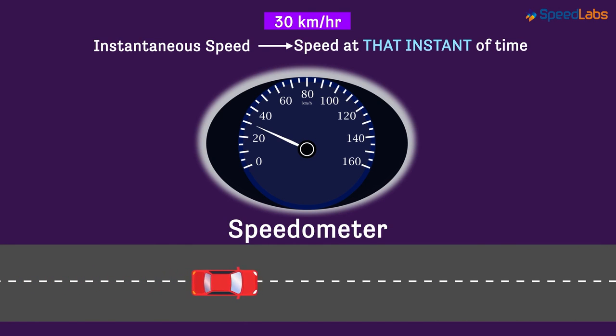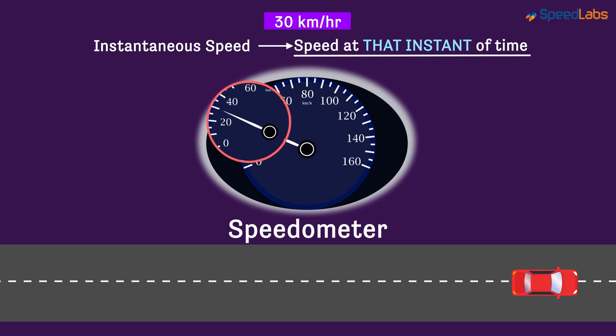It does not say that the car has been travelling at this speed or will travel at this speed. The value is only at that instant. And that is why we see that the pointer is never really constant in the speedometer. It keeps fluctuating. You are going to learn more about instantaneous speed in our higher grades.